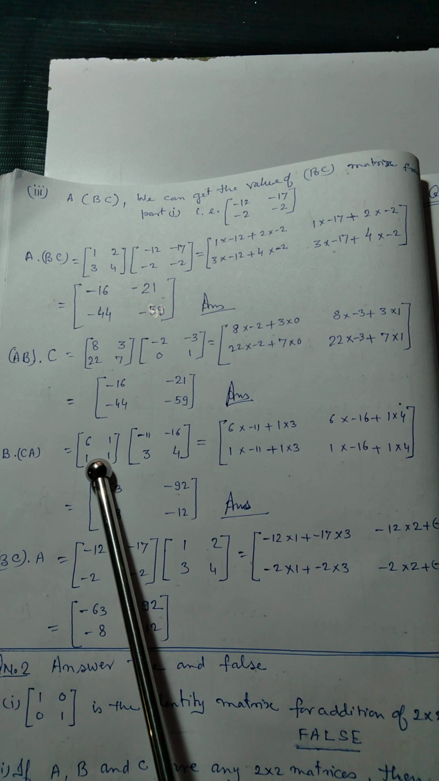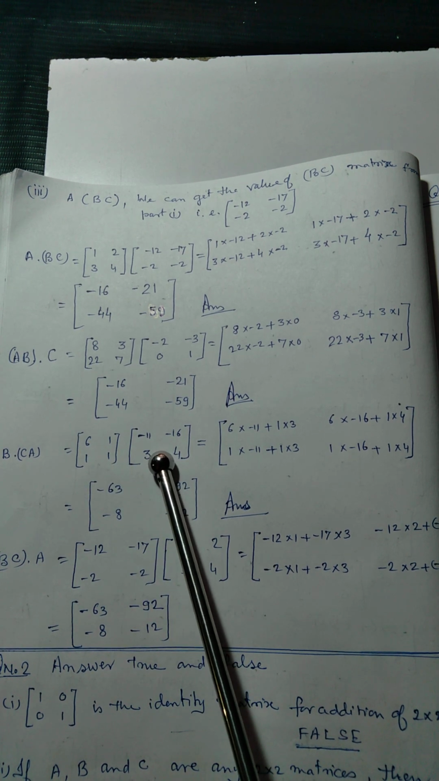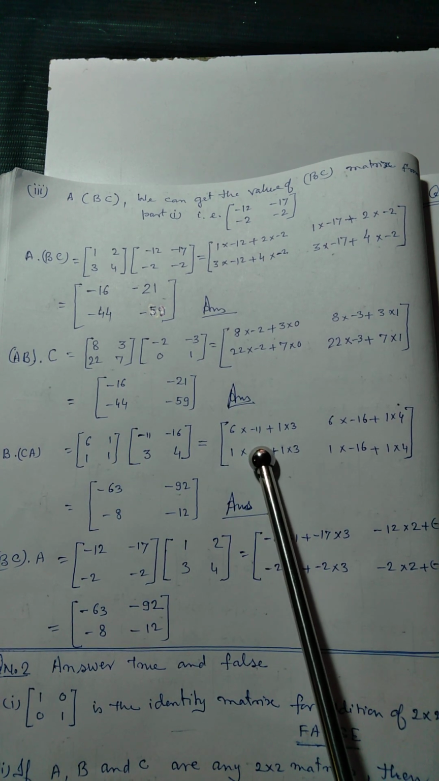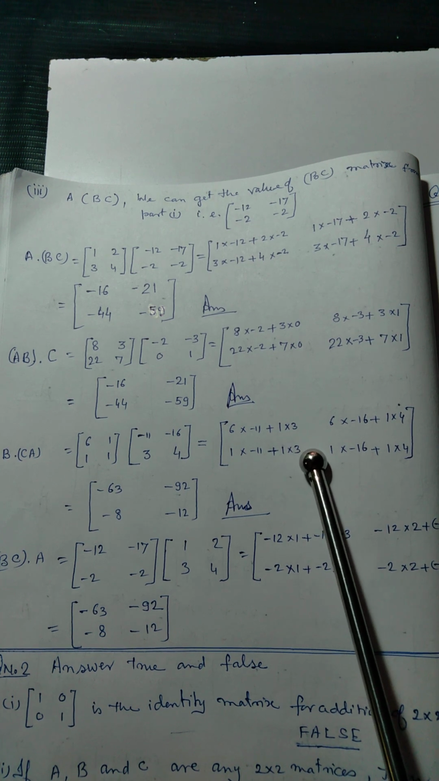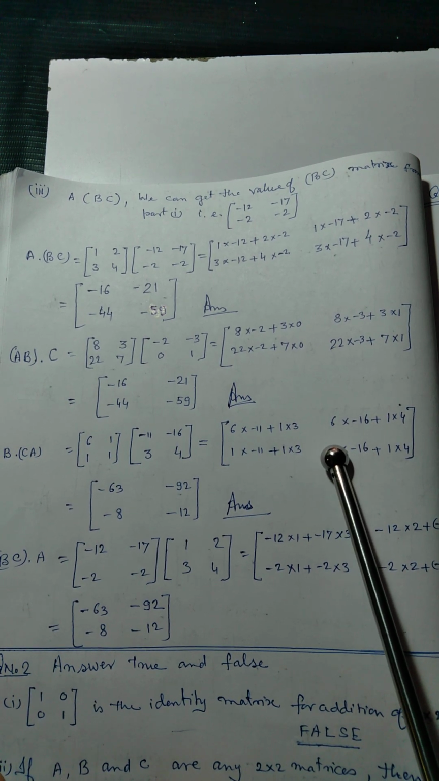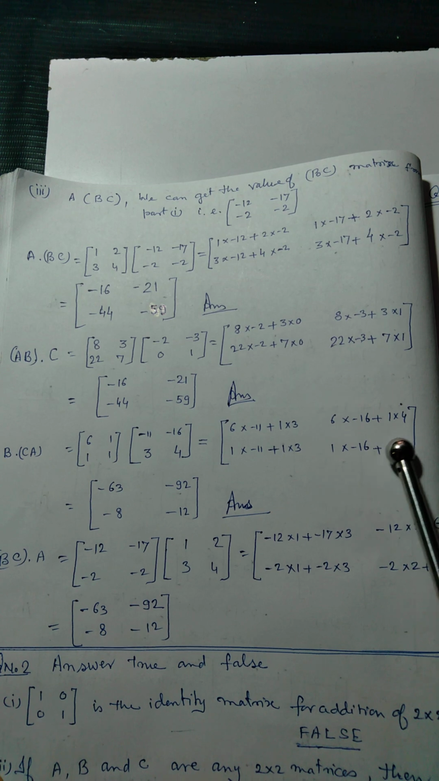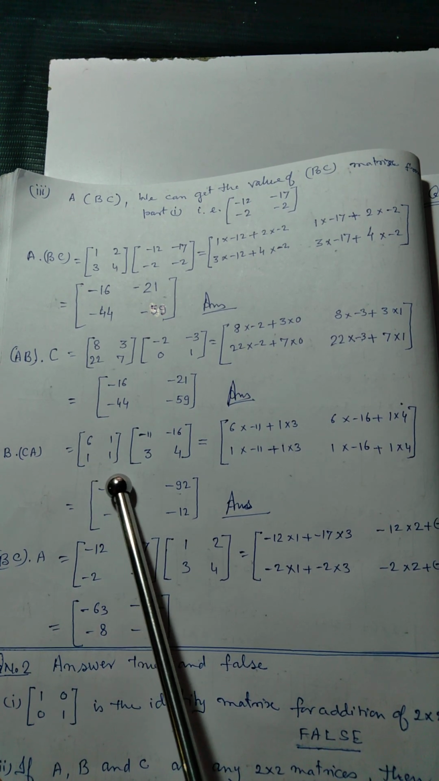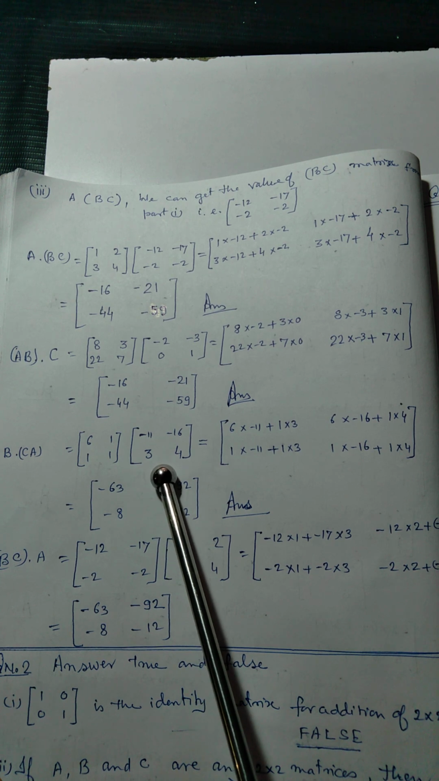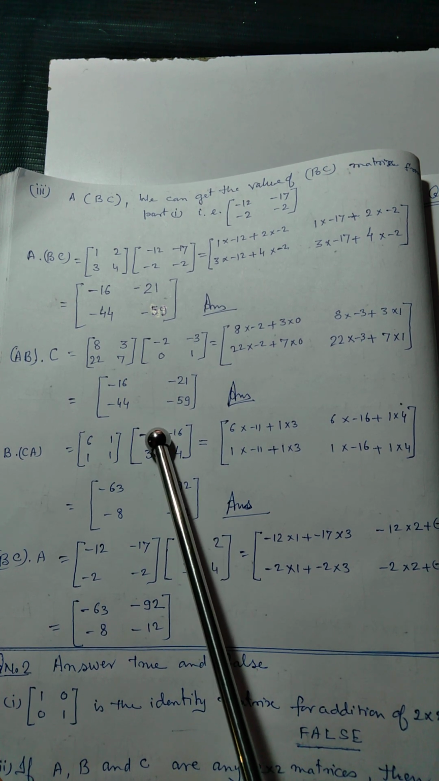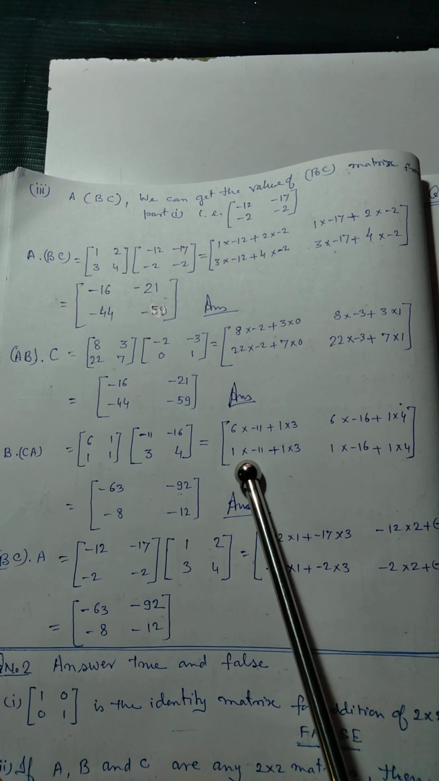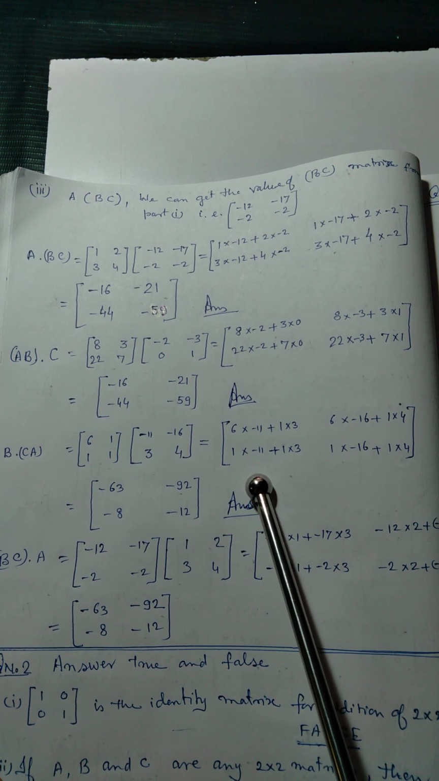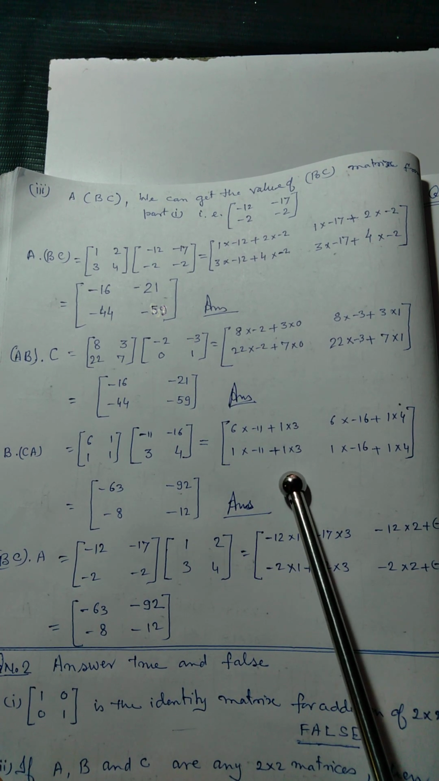You see 6 will be multiplied to minus 11. 6 into minus 11 plus 1 into 3. 6 into minus 16 plus 1 into 4. 1 and 1 will be multiplied to minus 11 and 3. You see minus 11 and this 3.